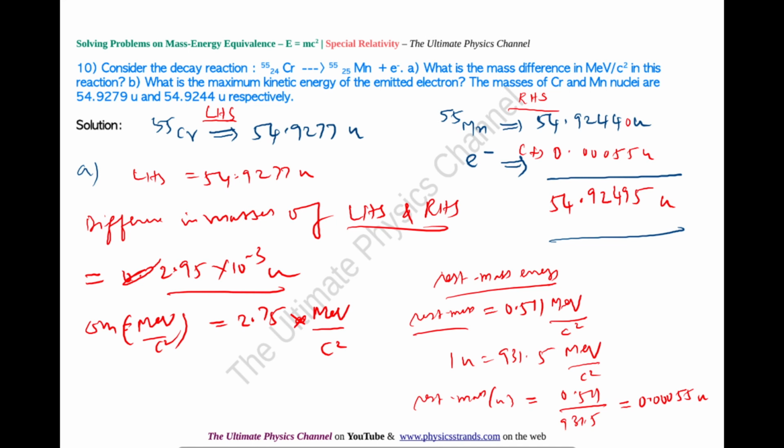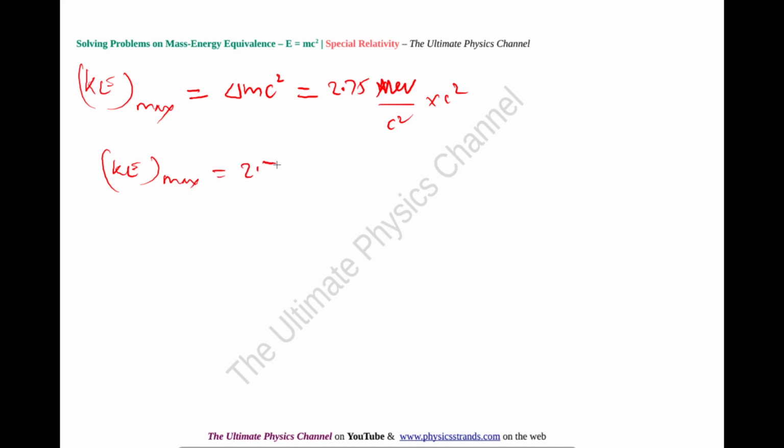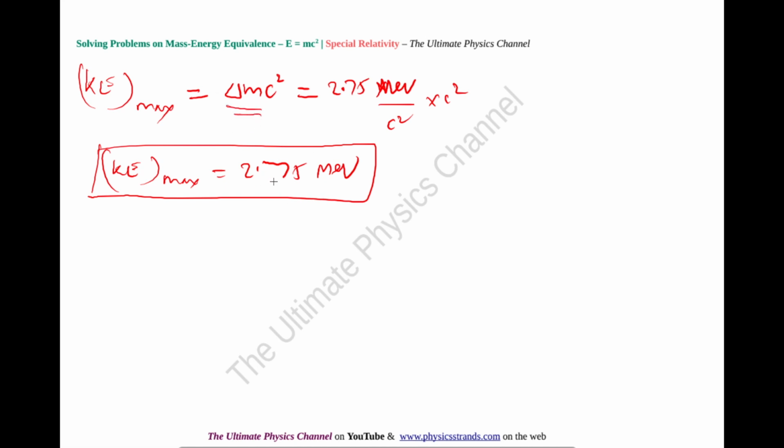So what is the maximum kinetic energy? That is the question here that is being asked. What is the maximum kinetic energy of the emitted electron? The difference in these two masses must give the maximum kinetic energy, and for that we can again use the mass del m multiplied by c squared. The mass difference is 2.75 MeV over c squared, multiplied by c squared, we get KE max directly as 2.75 MeV. This has to be the kinetic energy of the electron. Whatever is the difference between the left hand side and right hand side masses, when it's converted into energy equivalent, we are getting the total energy, that will be the kinetic energy available for the electron in this reaction.